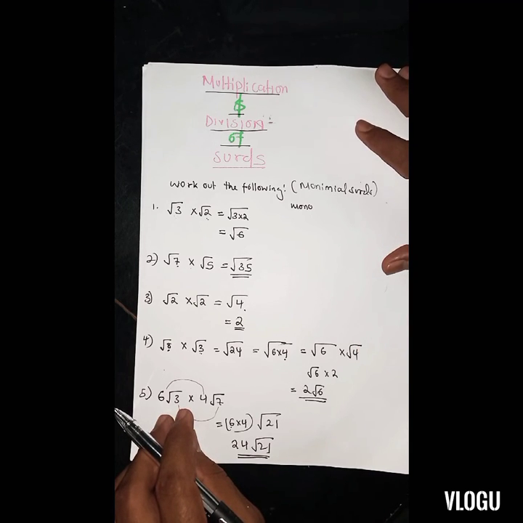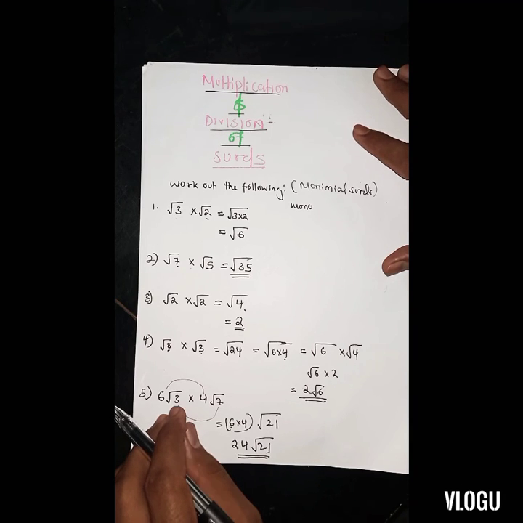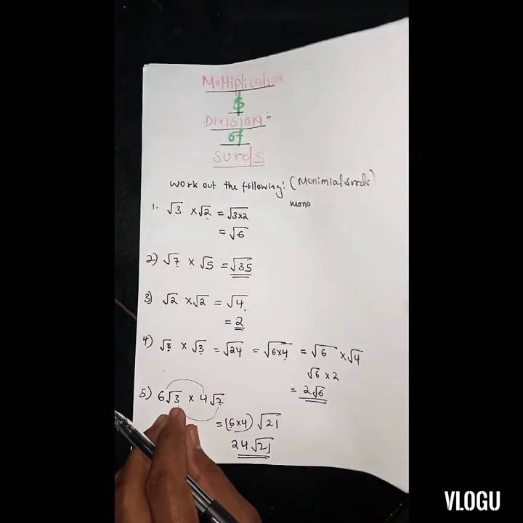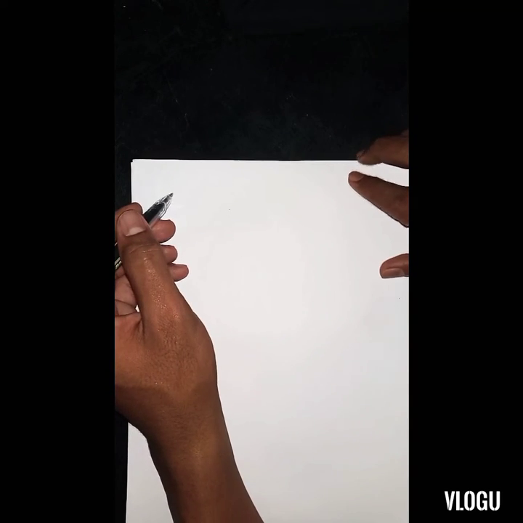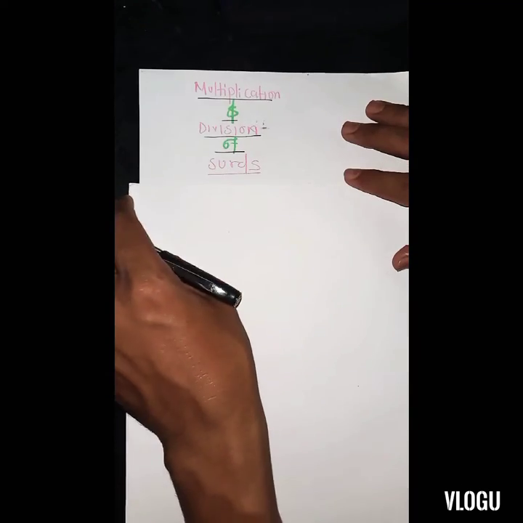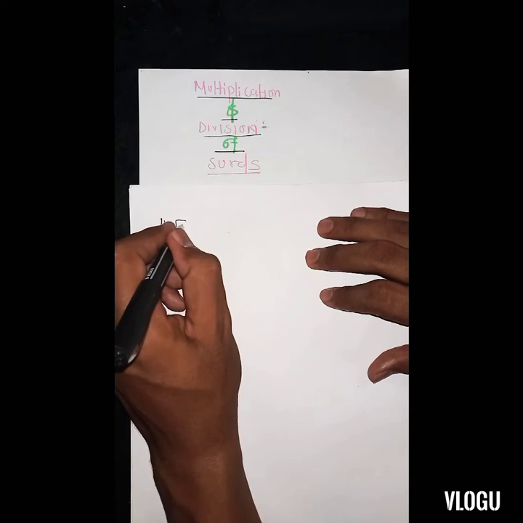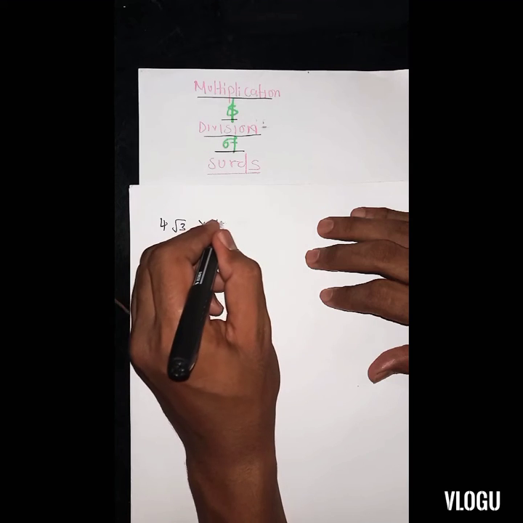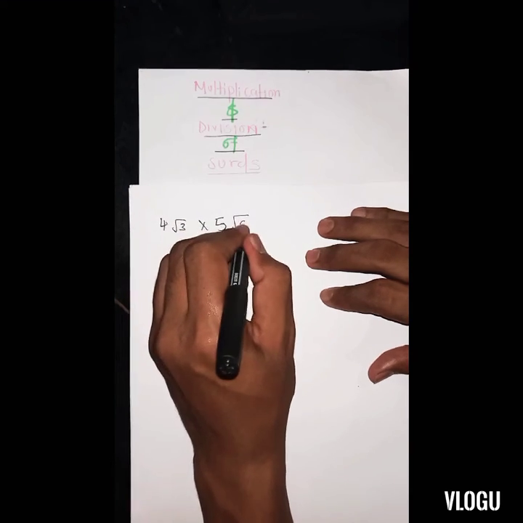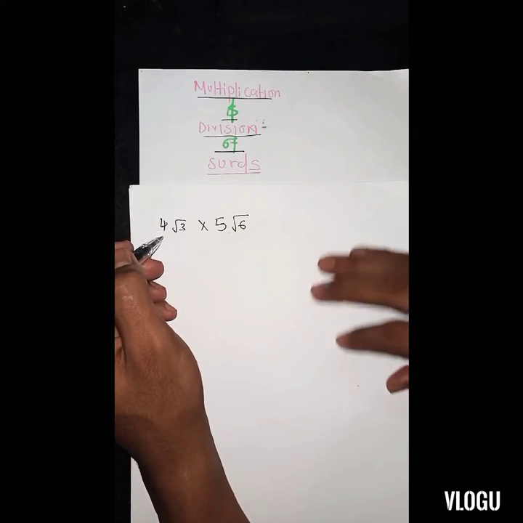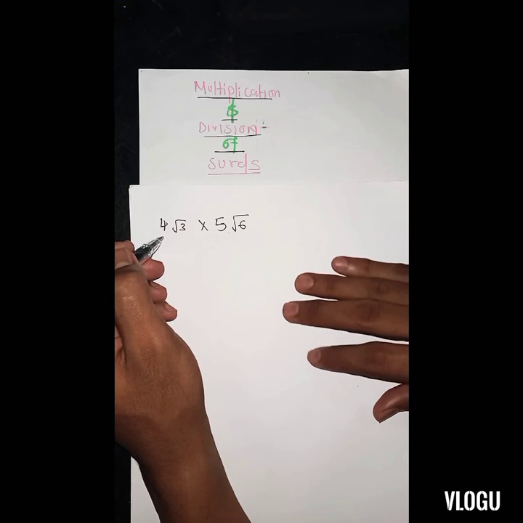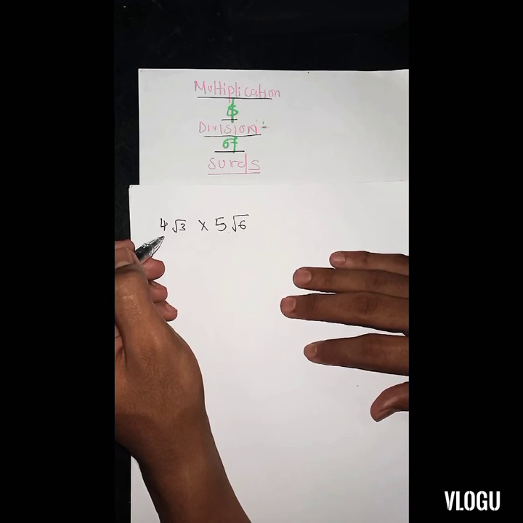Thank you so much. Let me give you one more example before we go to division of surds. Let's have something like this, one more example: 4 root 3 times 5 root 6. Now I want you to stop the video and try this question. If you're able to get it, then well and good.